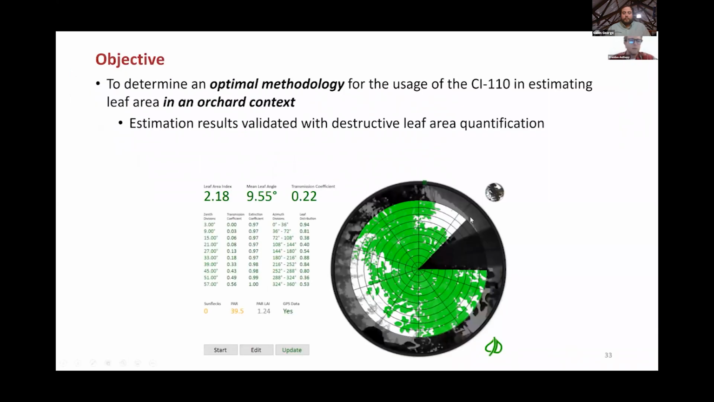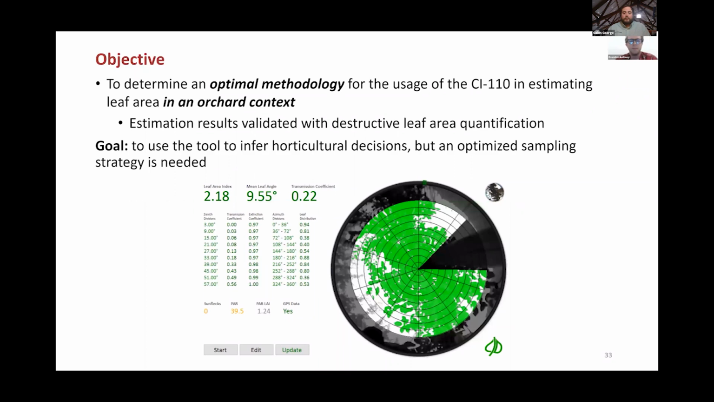So our objective, again, at the end of the day, is that we really want to be able to inform our horticultural decisions. So we wanted to develop an optimal methodology to yield accurate results on the leaf area index in our high density orchard context. And we also did a destructive analysis to be able to compare with estimations so we can see how close we were getting to the real values.